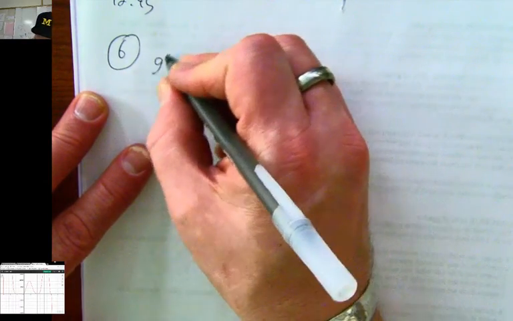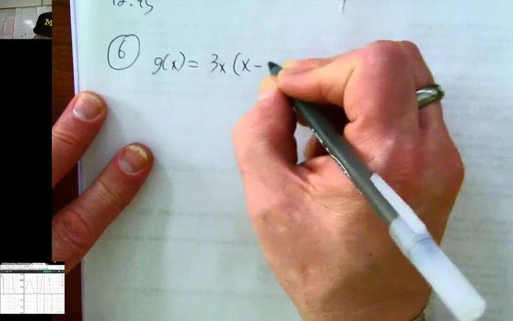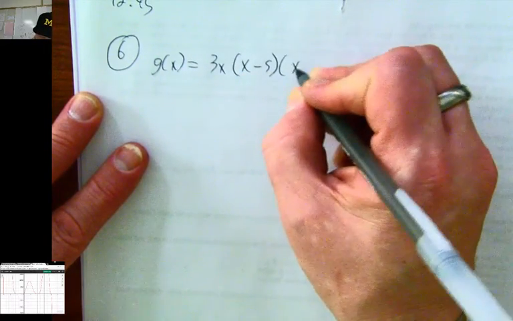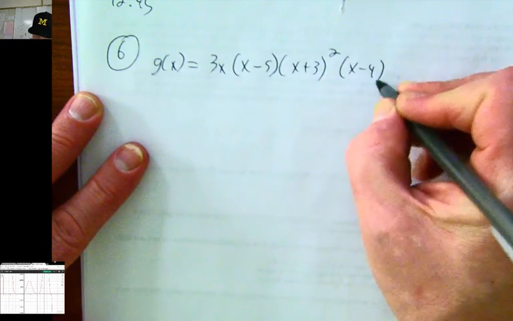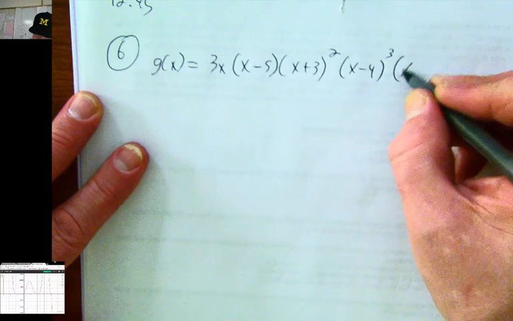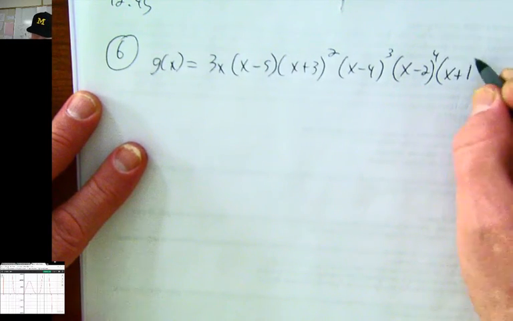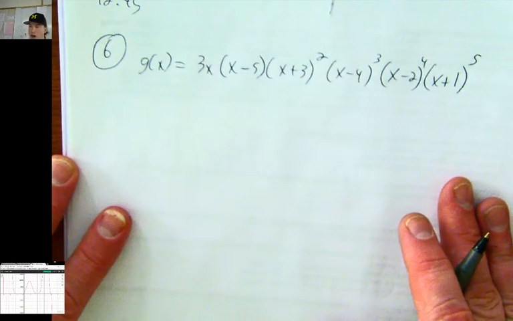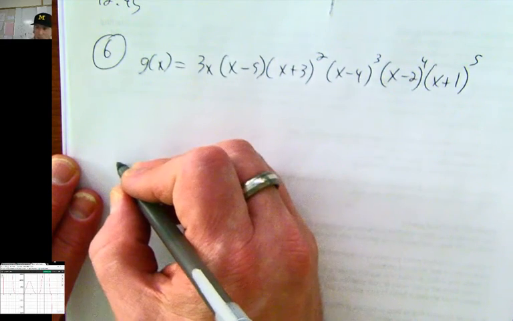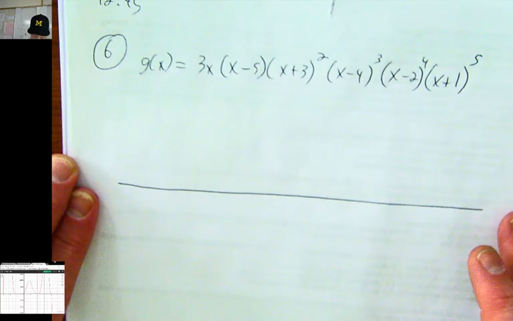Number 6 looks like this: g of x equals 3x times (x minus 5) times (x plus 3) quantity squared times (x minus 4) to the 3rd power times (x minus 2) to the 4th power and (x plus 1) to the 5th power. Even though this problem is big and ugly looking, we treat it the same way we treat all these other problems, and it'll work out the exact same way.